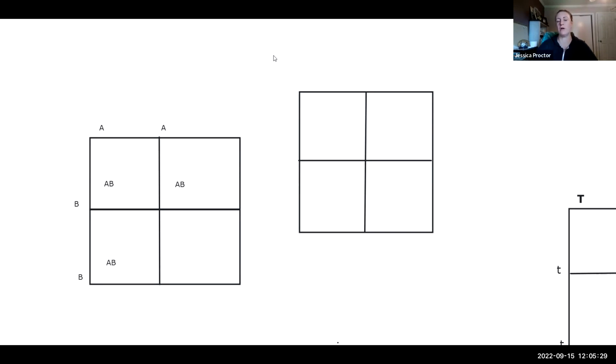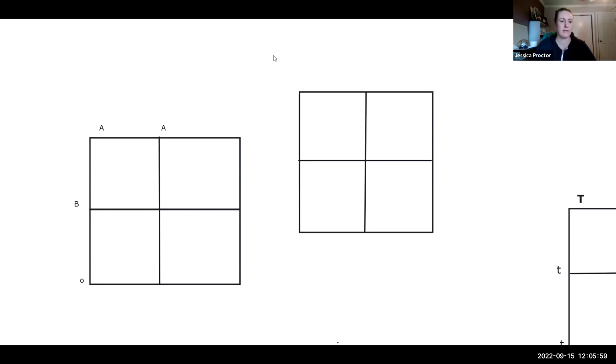So if one parent is AA and the other is BB, 100% of their children would be type AB blood. So this can't be possible, right? Because we know for certain that they have a biological child that is type O. So this cannot be mom and dad's genotype. Let's go back to the drawing board. Let's say that maybe dad is BO instead of BB. So let's put an O there.